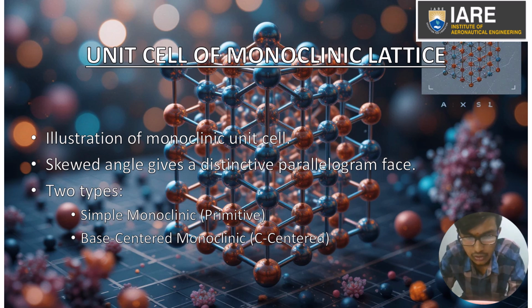Now let's go through the unit cell of monoclinic lattice. I have already told about the monoclinic lattice. The illustration of the monoclinic unit cell is, as you can see in the background image, a cube type of shape, as we all know, where the skewed angle in between gives a distinctive parallelogram face. It is of two types: simple monoclinic primitive, and base centered monoclinic, which is also called C-centered. Hence, these are the two types of monoclinic lattices. Hence, this is the unit cell of monoclinic lattice.